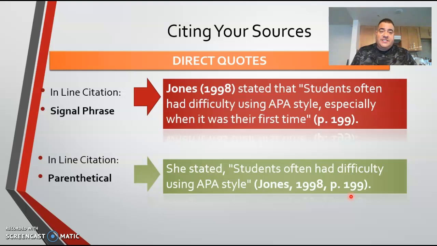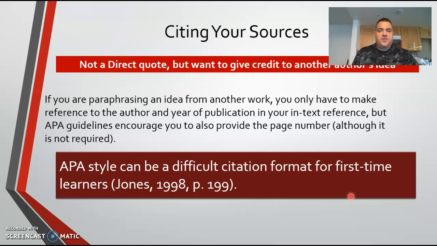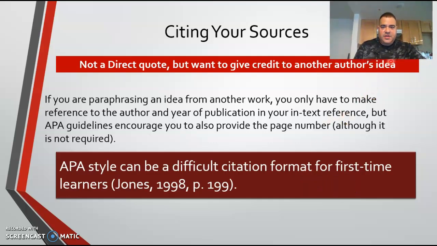Both of these are acceptable forms of APA. But the examples that I have here are specifically for when you have a single author. We'll come back to that in a moment. But again, the one other thing that I'd like to point out here, and I'm just going to move my camera up a little bit, is part of the reason why we're including the page number is because we are using a direct quote.